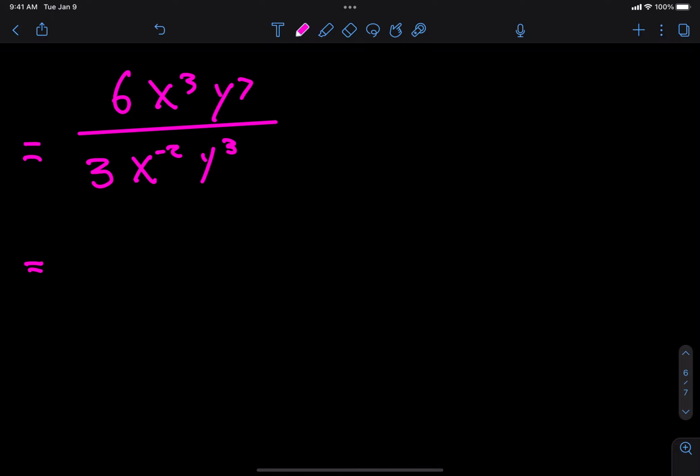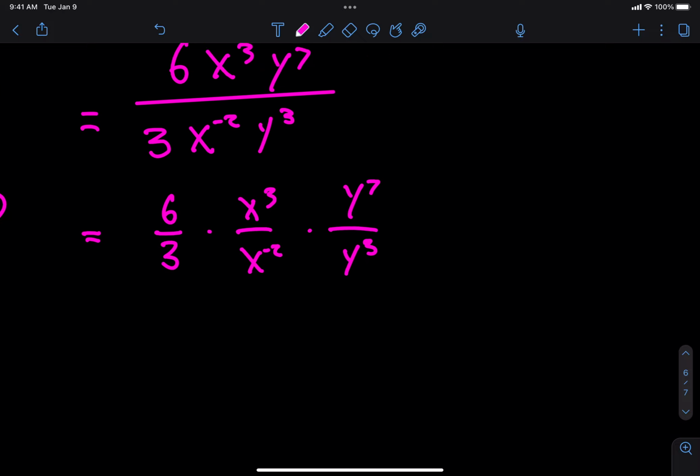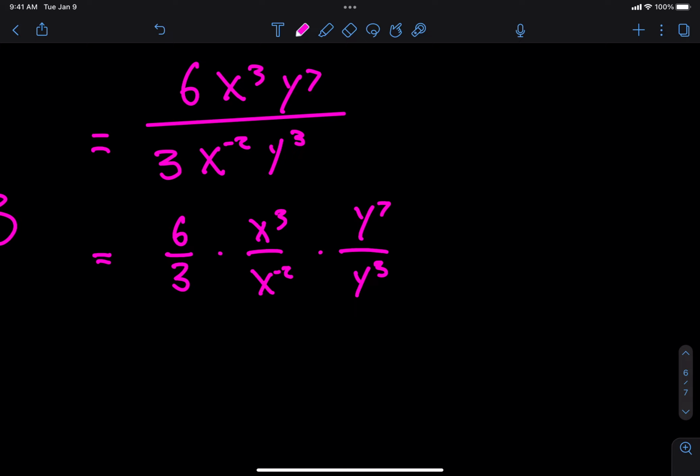In fact, if it helps you, you can rewrite this expression as 3 fractions: 6 divided by 3, times x cubed divided by x to the -2, times y to the 7th divided by y cubed. Okay? That's perfectly fine. Why? Because what do we do when we multiply fractions? I multiply the numerator with the numerator, and the denominator with the denominator. If I do that twice, then of course I just get what I had before, right? But the reason I find it helpful for students to write it out this way is it's easier for them to see how each one is going to simplify when they're separated out like that.